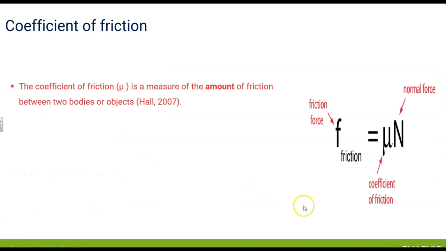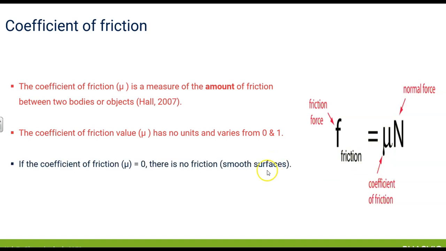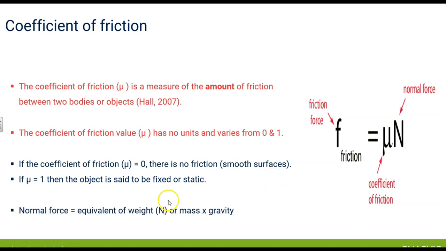So let's just try and get our head around what the coefficient of friction is. It's a measure of the amount of friction between 2 surfaces, 2 bodies, 2 objects. And it's represented by this mu symbol, this funny looking U. It doesn't have a unit, and it will be between 0 and 1. 0 means there is no friction between those 2 surfaces. They are so smooth, there's no friction at all. 1 means there's so much friction that the objects will be static. There's no slide. So it's a highly static or highly sticky surface.